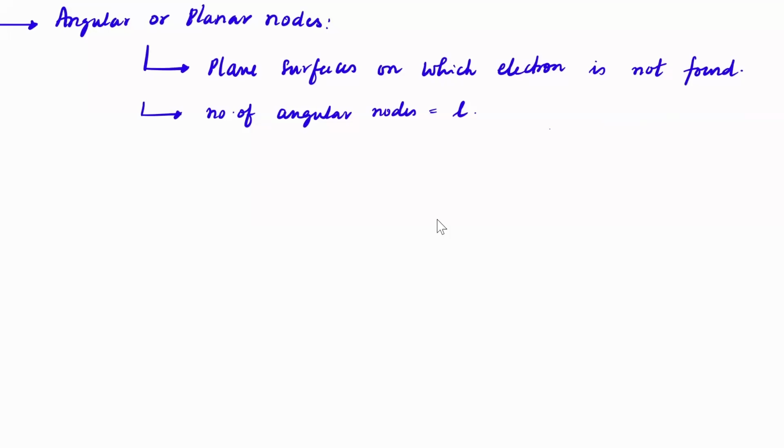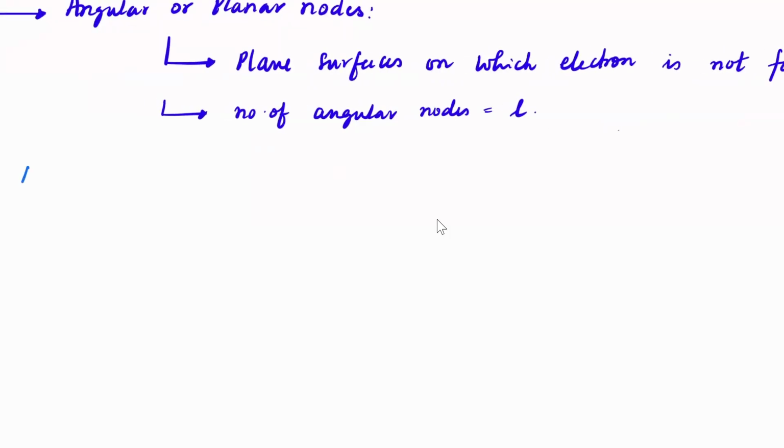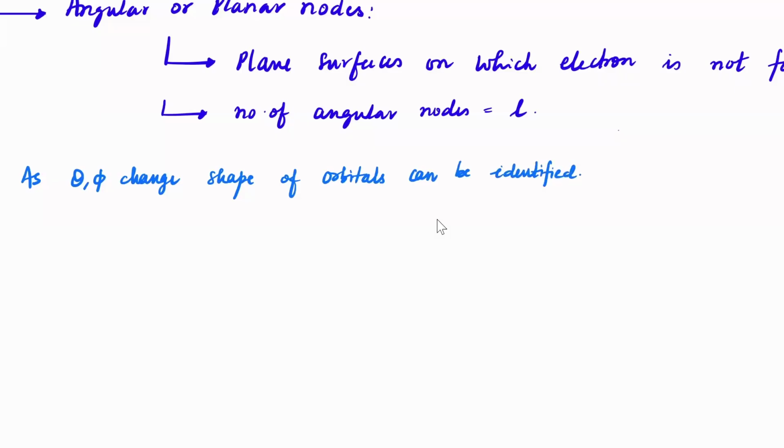Okay. So as theta and phi change, the shape of the orbitals can be identified. Shape of the orbitals can be identified. Okay, clear. Now let me show you how.